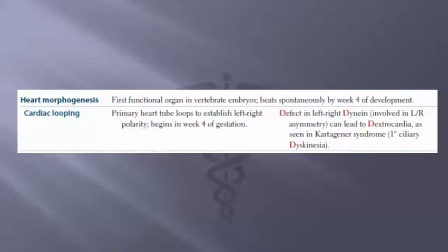If you have a defect in your left dynein, this is involved with your left-right asymmetry, and can lead to dextrocardia. And so if you see on the USMLE anything about Kartagener syndrome, it's primary ciliary dyskinesia. And this is typically a result of cardiac looping that is improper or faulty. Okay.